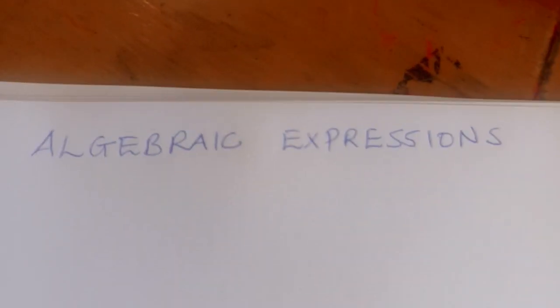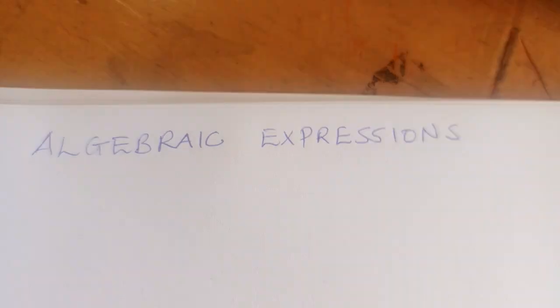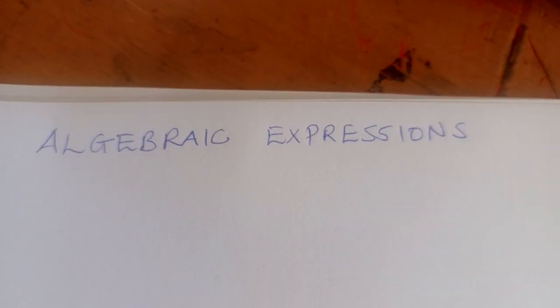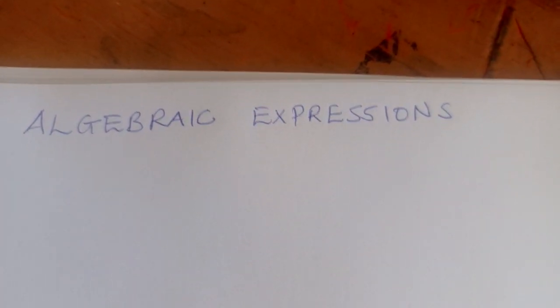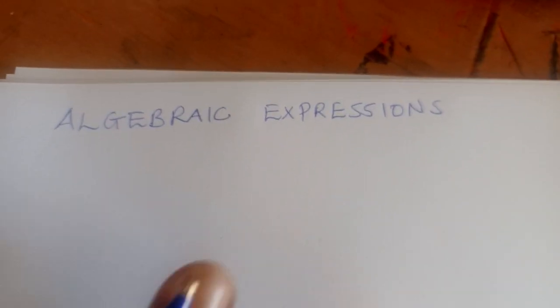Now, today I want us to look at what we call algebraic expressions. Now, in mathematics, we have a branch called algebra. Algebra is the branch of mathematics that deals with the representation of quantities using letters, which are also referred to as variables.